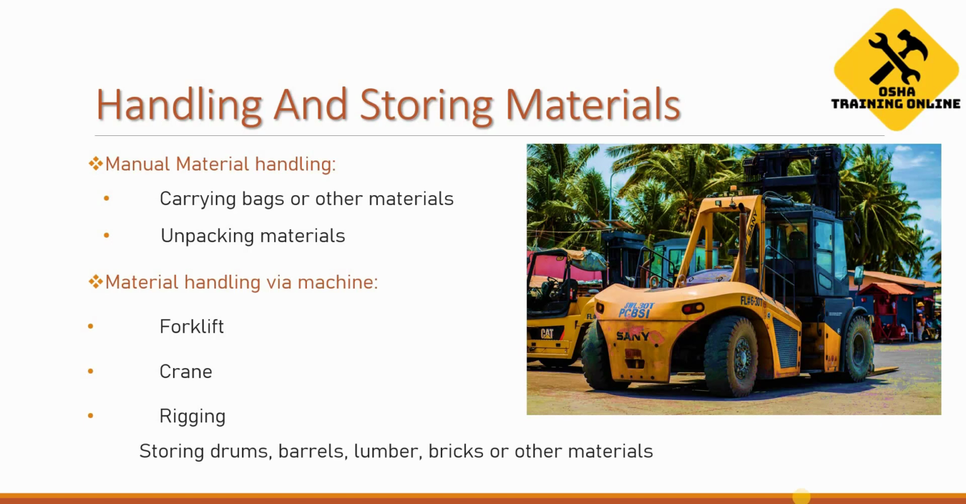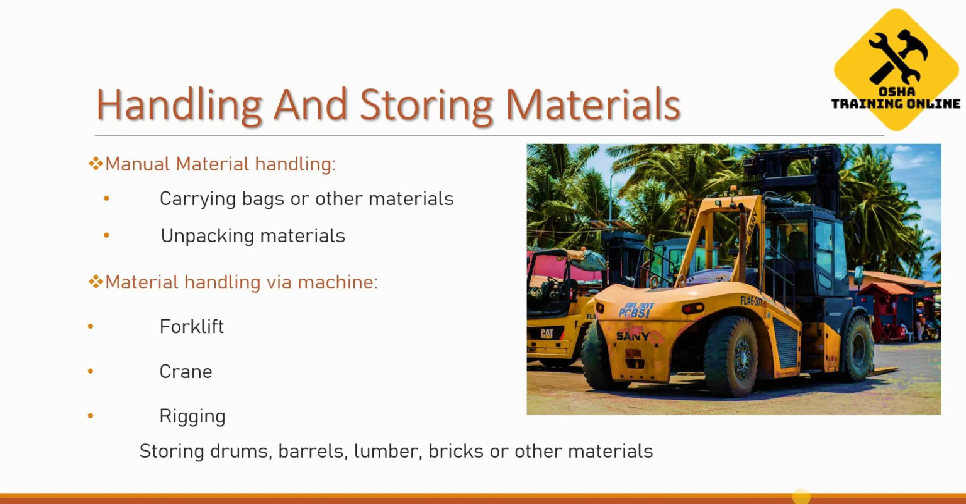First, let's see what manual material handling is. Carrying certain kinds of bags or other materials or stuff is called manual material handling. Unpacking certain kinds of materials by different workers is called manual material handling. Why is it required? Because if there is some industry where certain products are prepared, different kinds of materials are required to be carried from one place to another. So this is already a simple concept, and it is a required and unavoidable task.